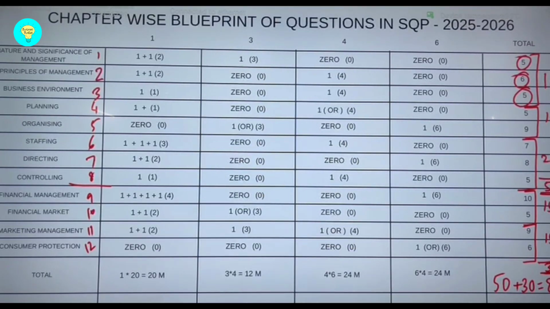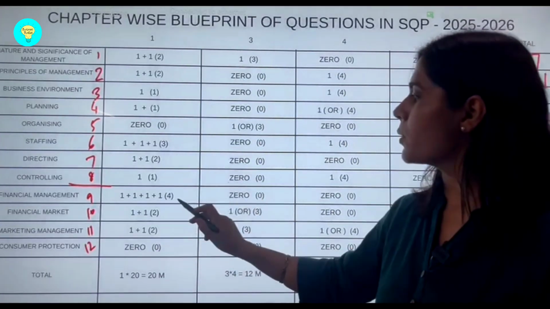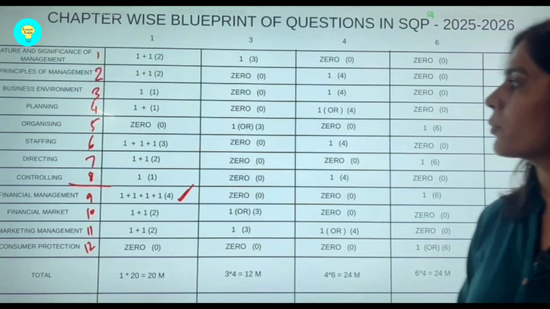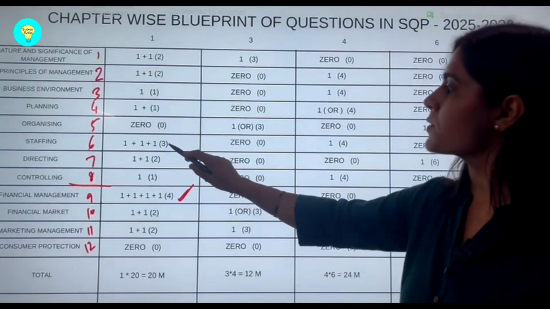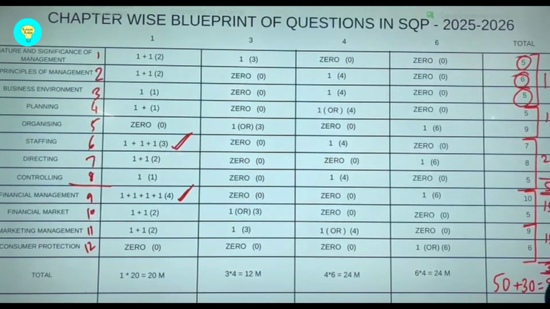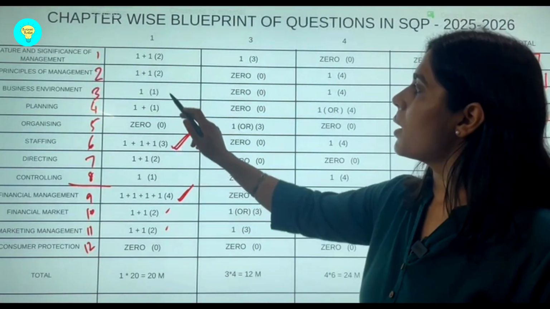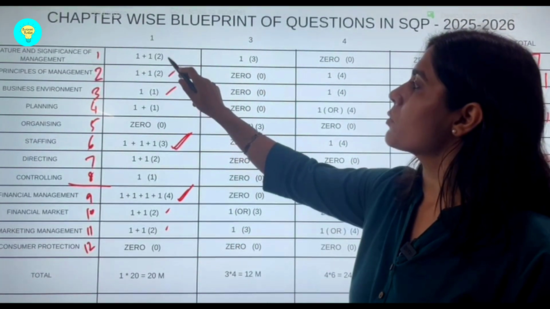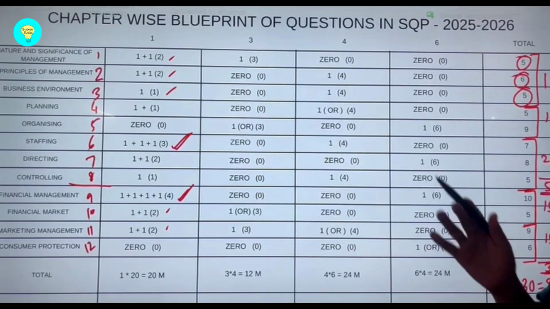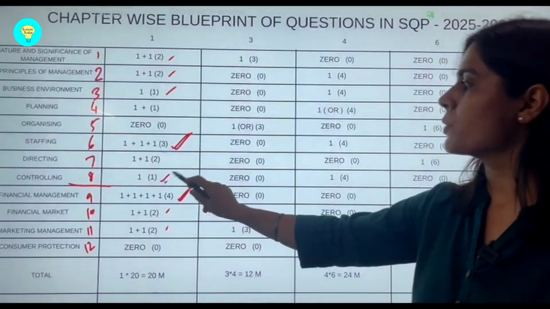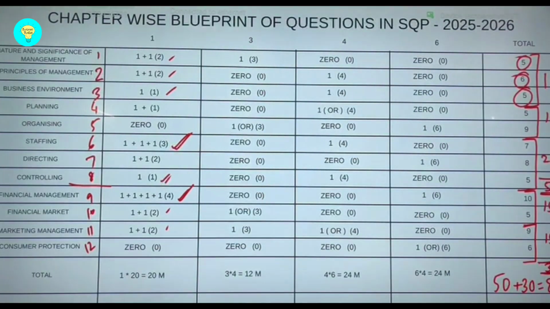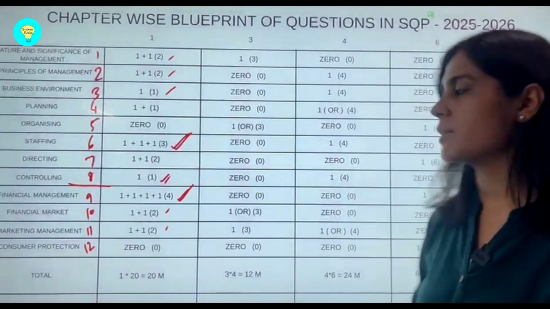And you can expect the highest number of 1 markers from the financial management chapter. There are 4 1 markers, followed by the chapter of staffing. Then in other chapters also you've got 1 markers: marketing, financial market, business environment, then principles of management. So from all these chapters you can expect 1 markers, controlling also has a 1 marker. Then maximum 1 markers are basically from financial management, as I told you.